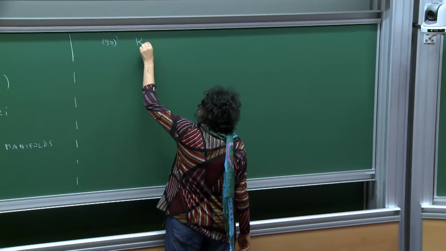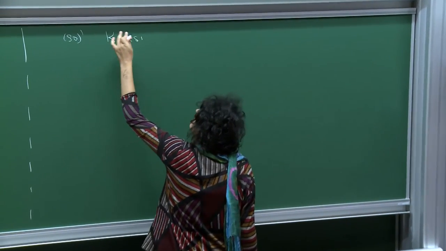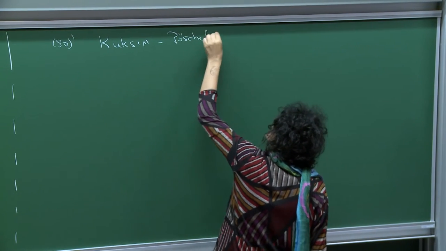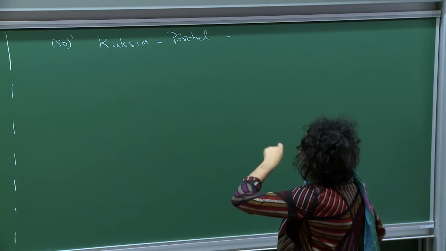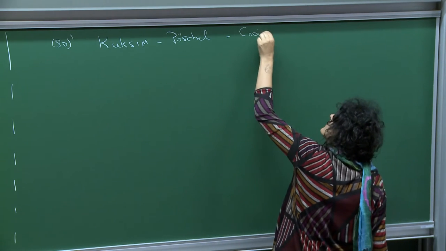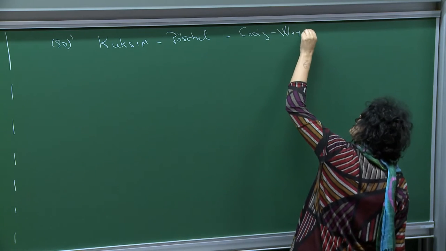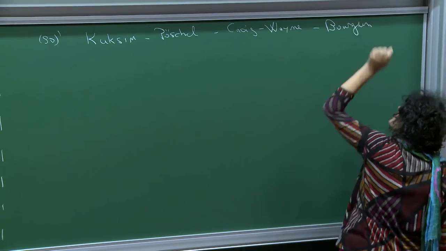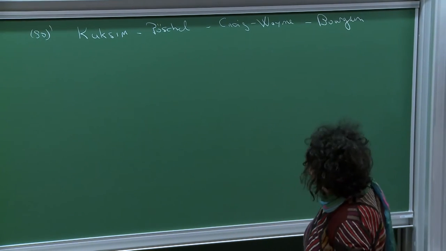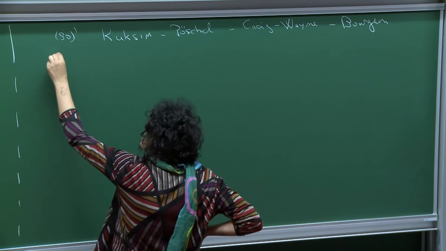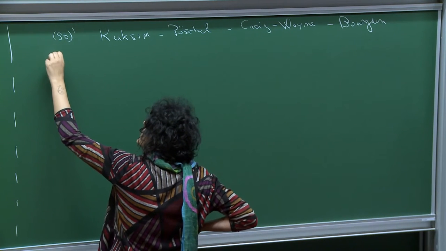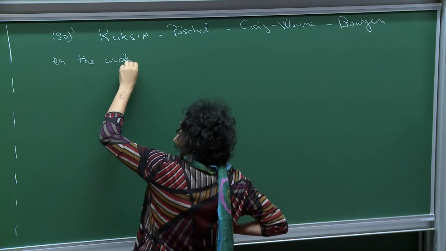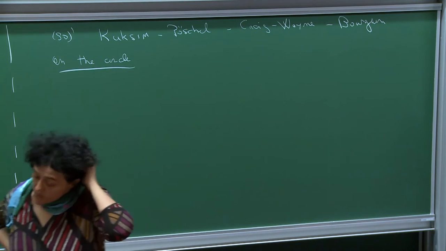And lots of people, but Cooksin, Hershey, and the two in combination, Craig and Wayne. Bourguin did a lot of stuff. And so this is all if you take on the circle. So this is a pretty well-known stuff.